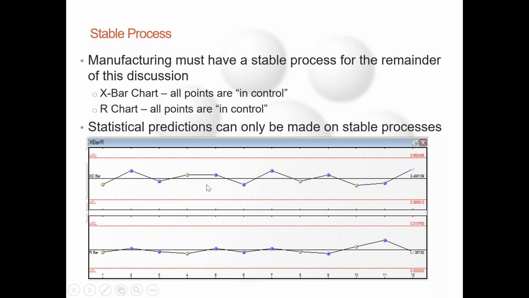And technically, you want the R chart and the X bar chart all in control. If you have an occasional point in the X bar chart out of control, you find people don't get too excited about it, particularly if you're making parts that are in tolerance. But if the R chart starts wandering out of control, people want to give that immediate attention because that's about the stability of your manufacturing process.